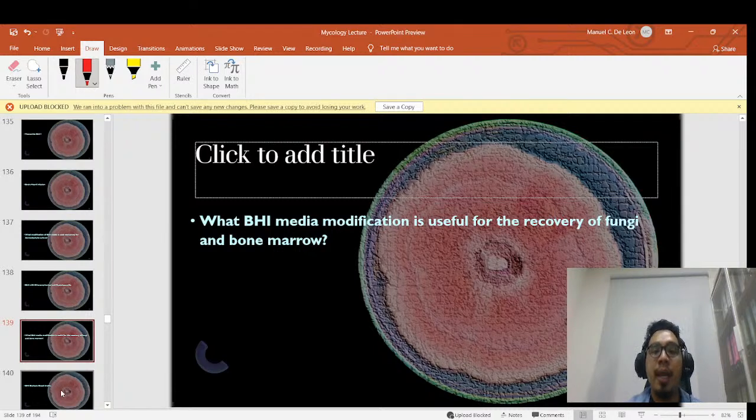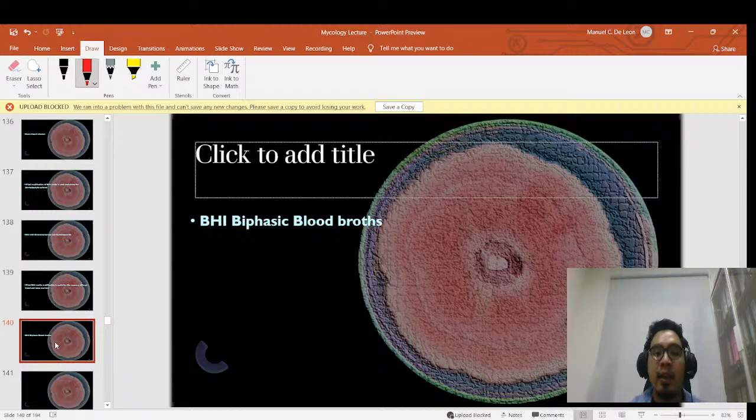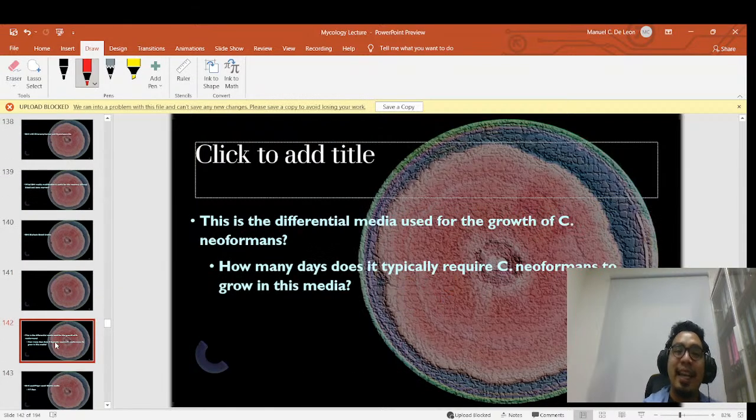So what about the BHI modification used for the recovery of fungi in the bone marrow or blood? Sorry, I forgot to add blood on this side; I think it was deleted. For blood, you're going to use the biphasic media, or the Castaneda broth. BHI with biphasic blood broths, or you can call them the Castaneda blood broths.